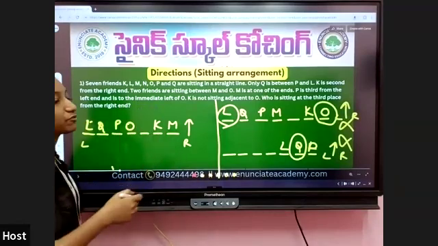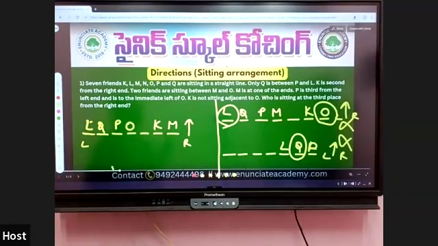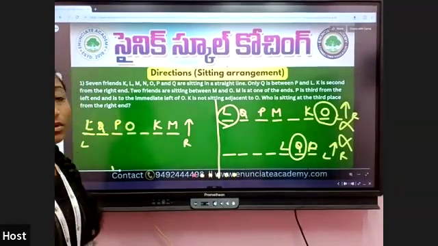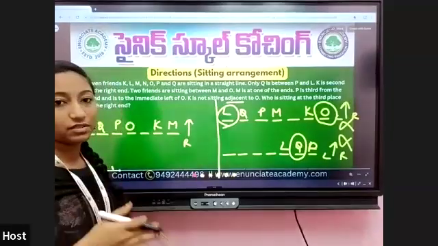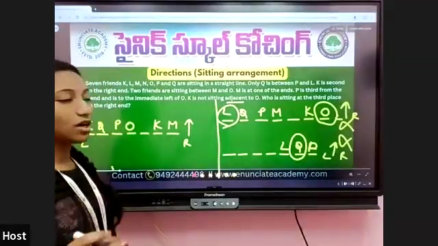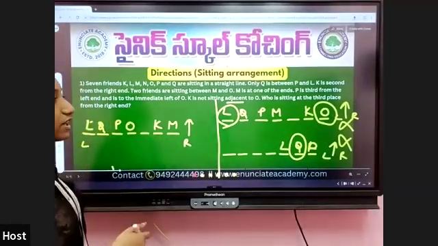And P is to the immediate left of O. Immediate left of O. It is also correct. K is not adjacent to O. That means K adjacent means what? Side. Okay. O is not sitting at the side of K. So O is not sitting adjacent to K.